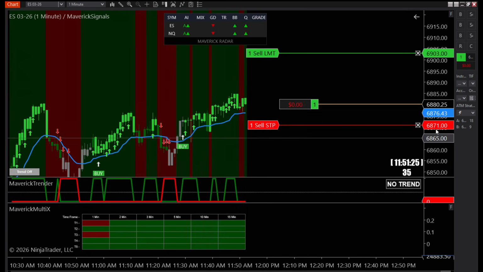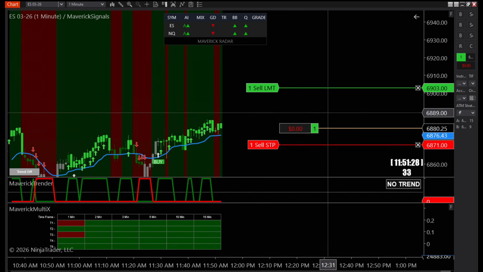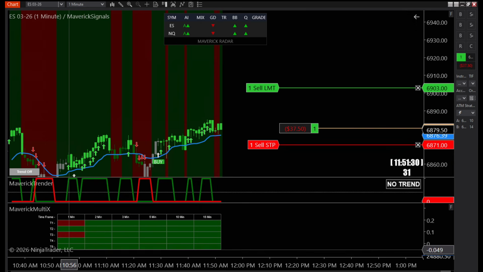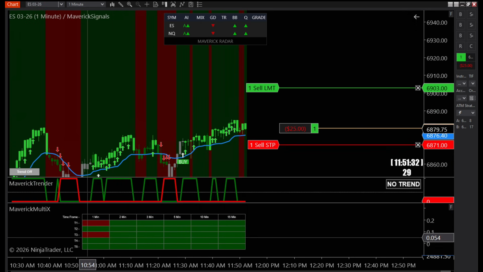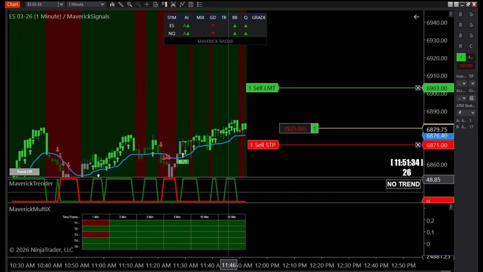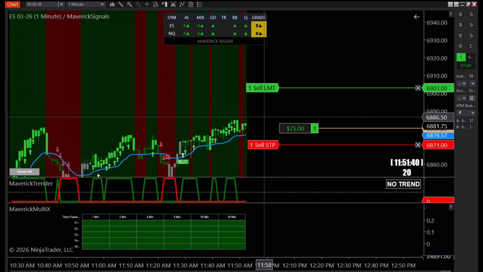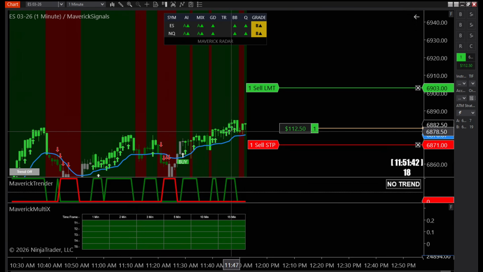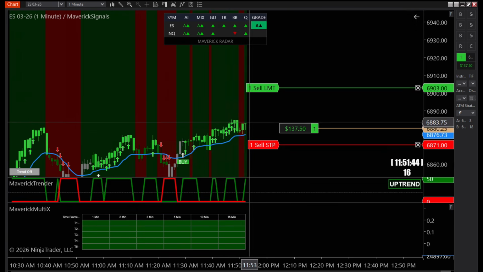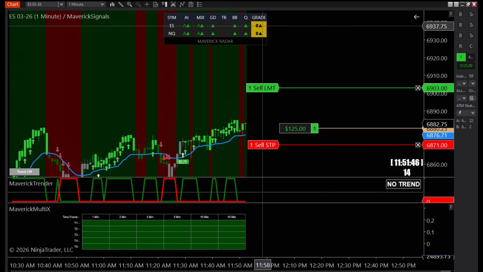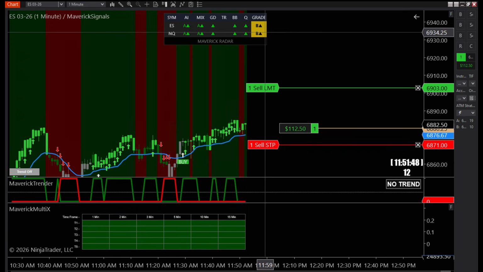So what do we look for in our entries? You could look at all these things, which is great. That's how we've traded forever now. Look at our Maverick Multi-X, look at our Maverick Trender, check out the color of the candles. What's it telling you? What is going on underneath the hood? This tells you what you need to know. And then if you want, you can wait for an A+ grade to the upside.